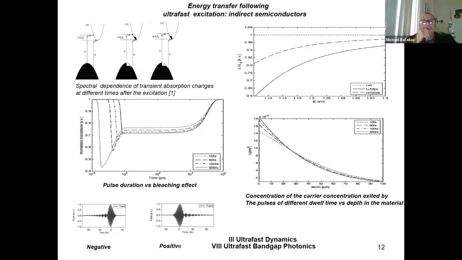Here is the concentration of the carriers, again, versus depth. Now here we have just two pulses, two shapes, showing how we can manage the phase of an ultrashort pulse to make it negatively or positively phase shifted. So it's one way to manage the penetration depth.